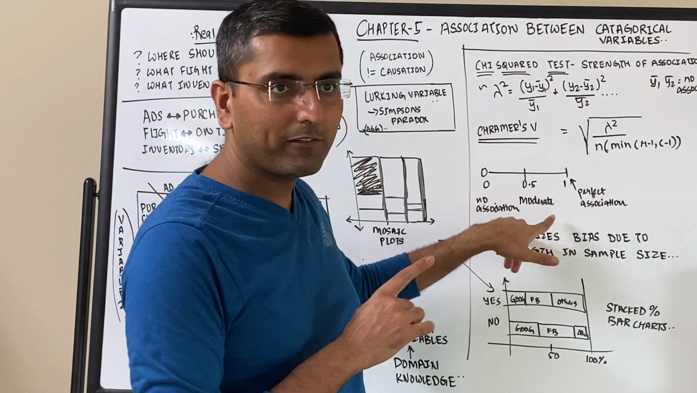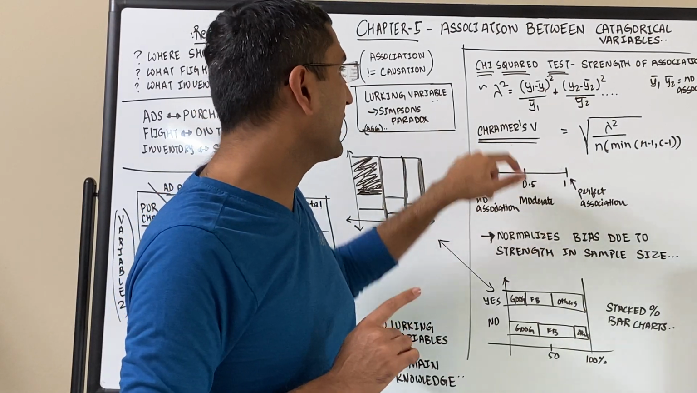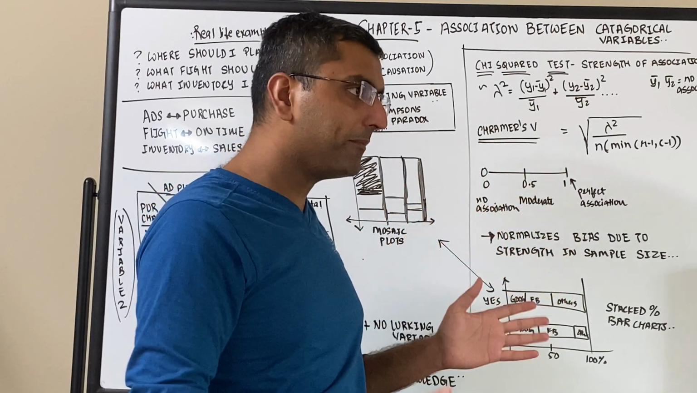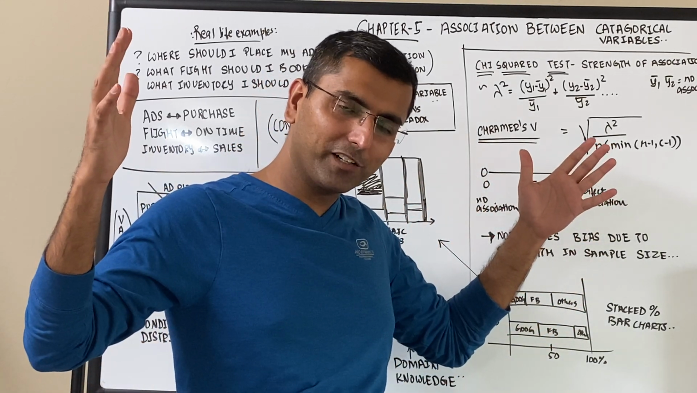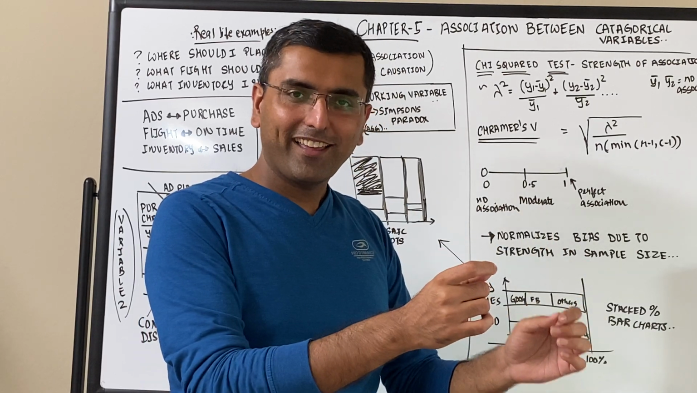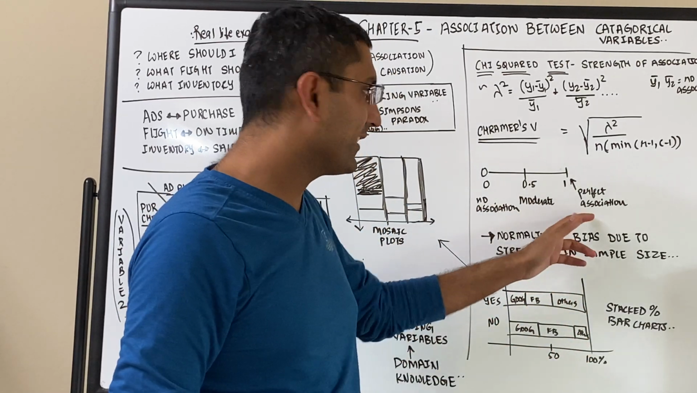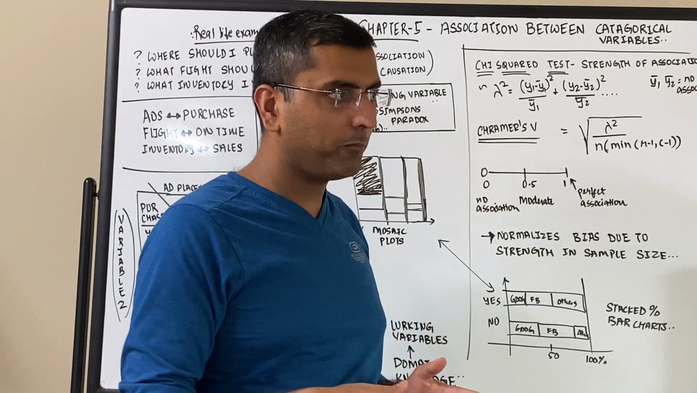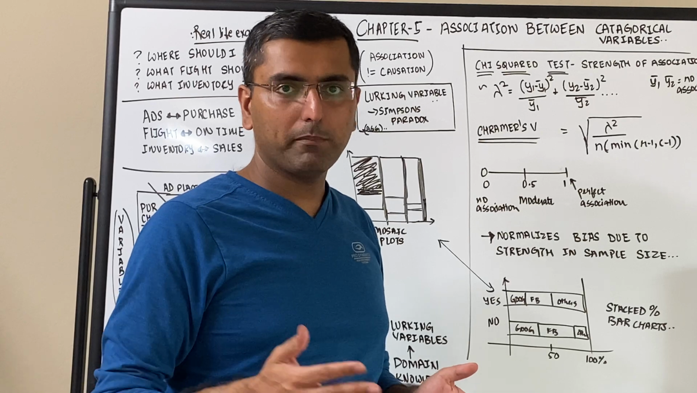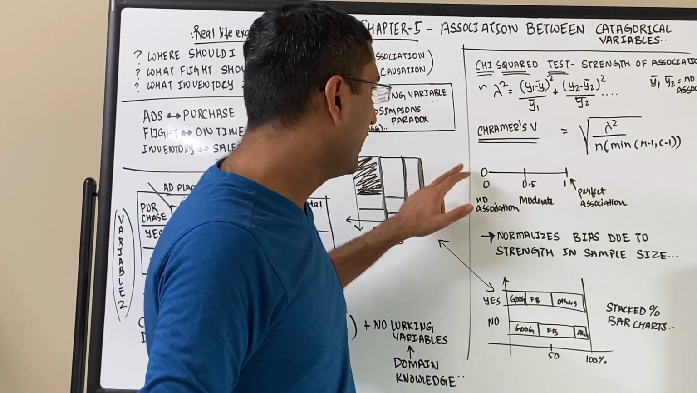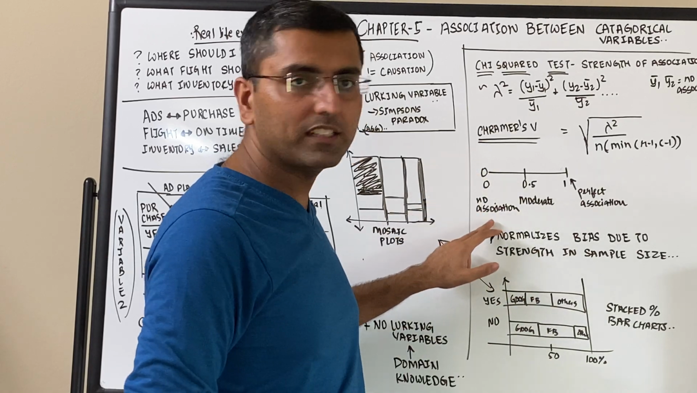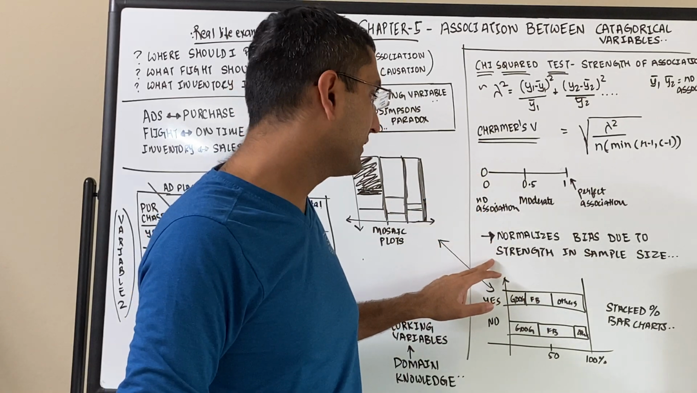Cramér's V is actually a better way to find out the strength of association. Chi-squared is also a good one, but it varies quite a bit. Cramér's V brings that whole thing down and reduces the bias, and then you get a number between 0 and 1. 0 is no association, 1 is perfect association. 0.5 is moderate, 0.75 and above is high association. So Cramér's V is a good one to find out the strength because it removes the bias of the sample size.